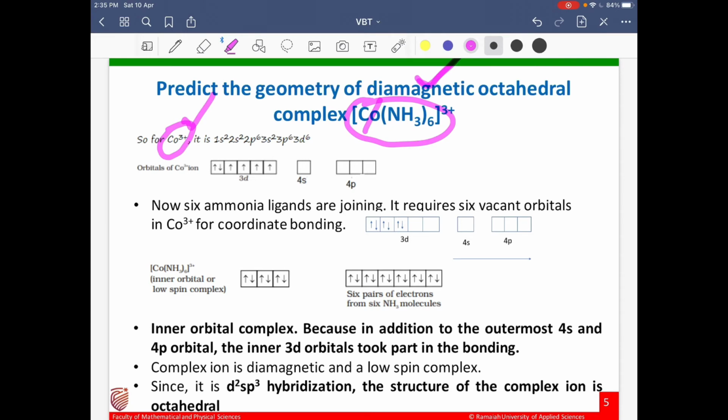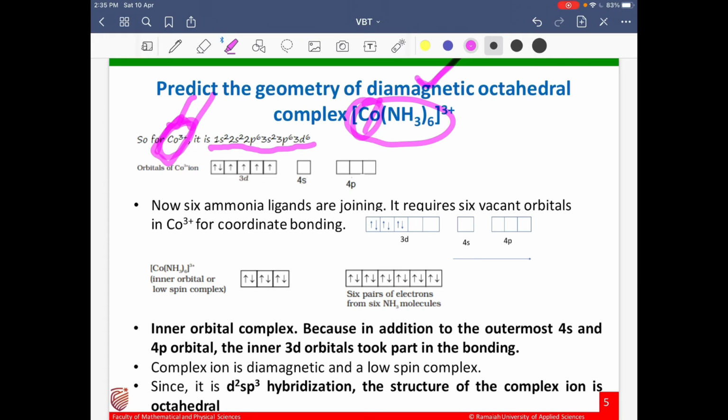Here the central metal ion is cobalt 3+, and we know that cobalt has an atomic number of 27, where it follows an electronic configuration of 1s2, 2s2, 2p6, 3s2, 3p6, 4s2, 3d7. But here the charge of the cobalt ion is 3+, so 3 electrons should be removed from the cobalt atom, and the new electronic configuration of this ion will be 1s2, 2s2, 2p6, 3s2, 3p6, and 3d6.